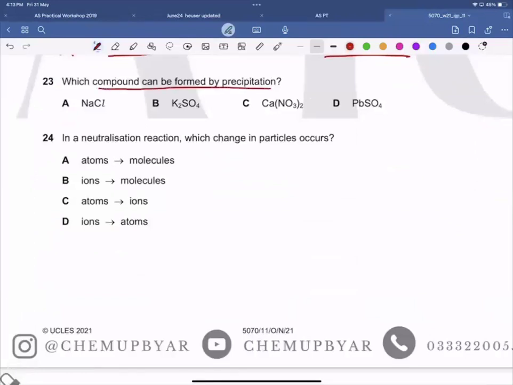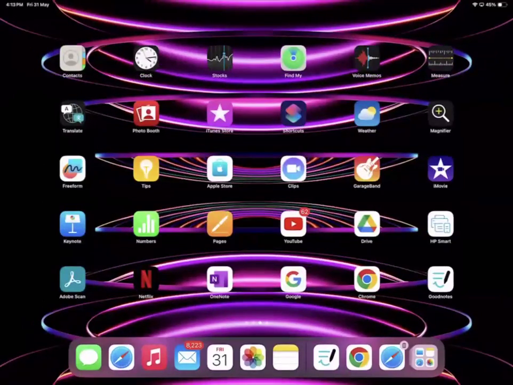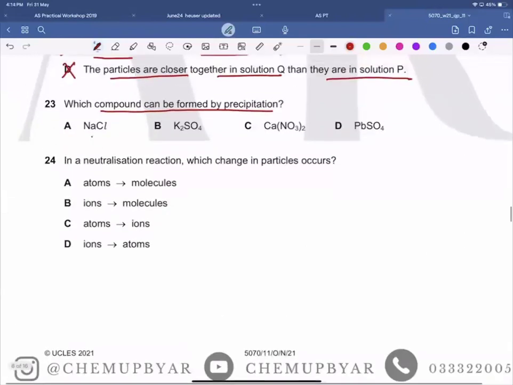Now, question number 23. Which compound can be formed by precipitation? For precipitation, we always prepare the insoluble salts, right? Okay. So it's a group one salt, so it is soluble. So A is not the answer. Again, a group one salt, so it's soluble. It could not be an answer. A nitrate, all nitrates are water soluble, so it is also not an answer. Then we have lead sulfate, which is insoluble. So this one can be prepared by the precipitation method. So D is the correct answer.